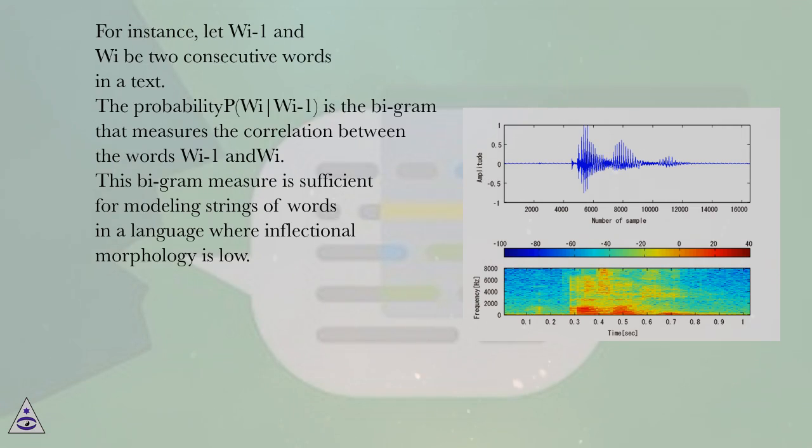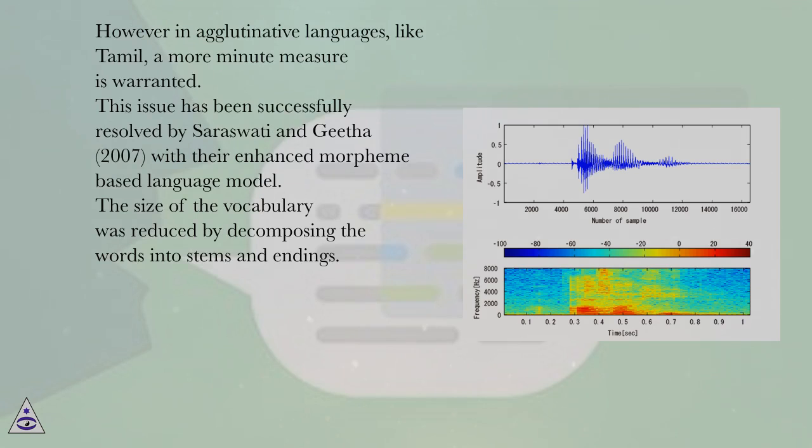For instance, let Y1 and Y be two consecutive words in a text. The probability P(Y | Y1) is the bigram that measures the correlation between the words Y1 and Y. This bigram measure is sufficient for modeling strings of words in a language where inflectional morphology is low. However, in agglutinative languages like Tamil, a more minute measure is warranted. This issue has been successfully resolved by Saraswati and Geeta, 2007, with their enhanced morpheme-based language model.